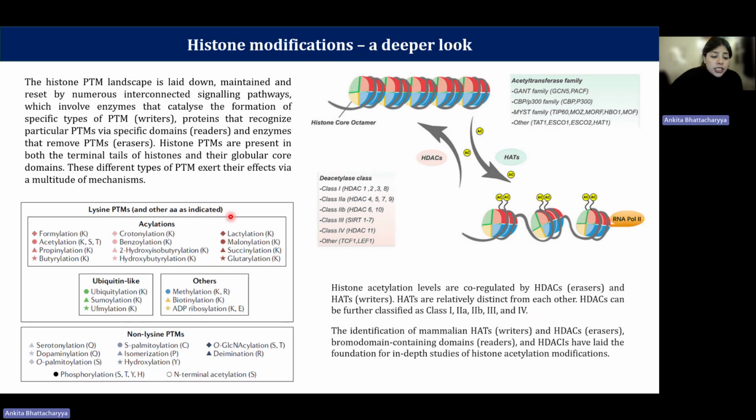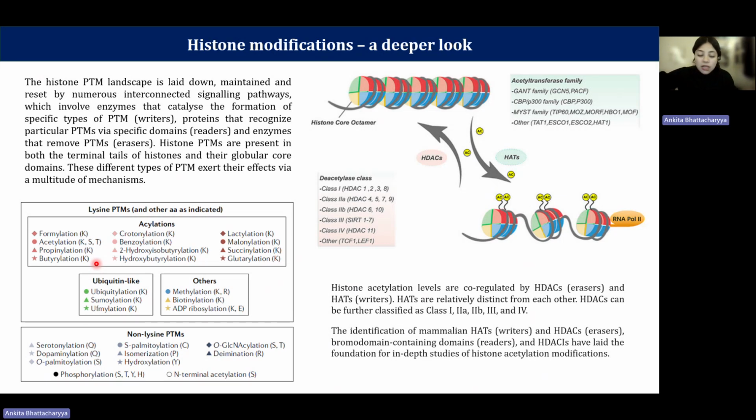The different types of modifications are largely classified into, first, acylations. Acylation includes formyl group addition, acetyl group addition, propionyl group addition, butyrylation, and crotonylation, something I already mentioned. It's something you might not find traditionally in older books, but recent research and review papers in the past couple of years have discussed this. Then you have benzoylation, 2-hydroxyisobutyrylation, hydroxybutyrylation, lactylation, malonylation, succinylation, glutarylation.